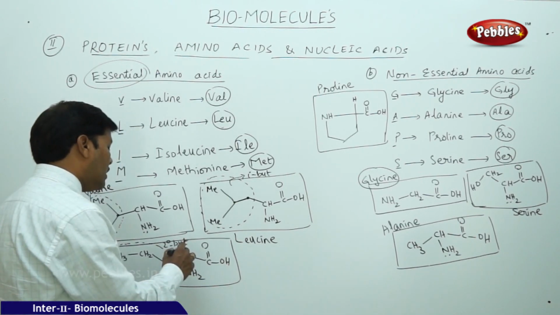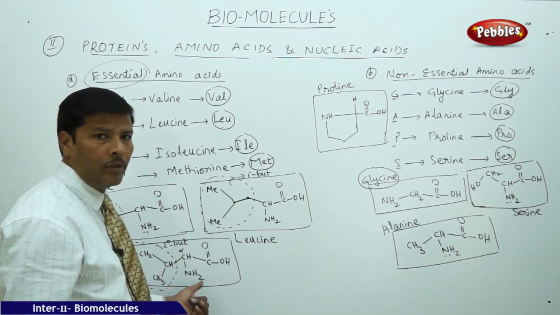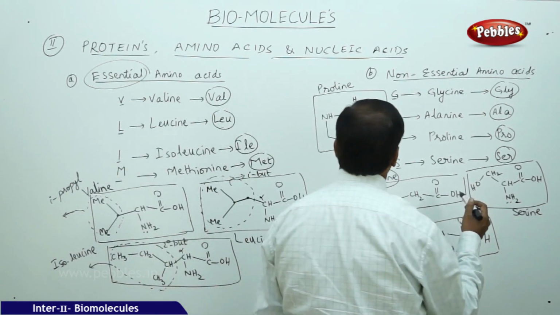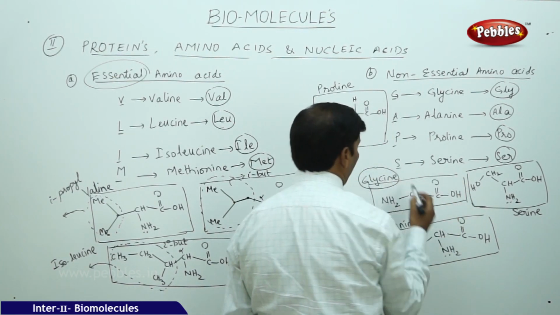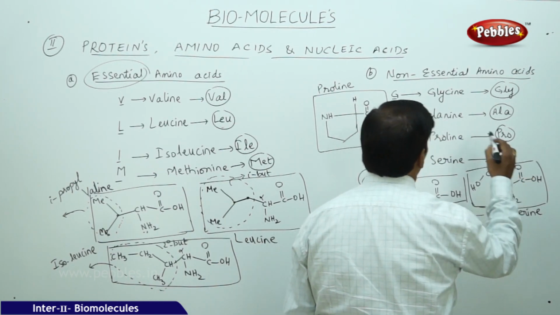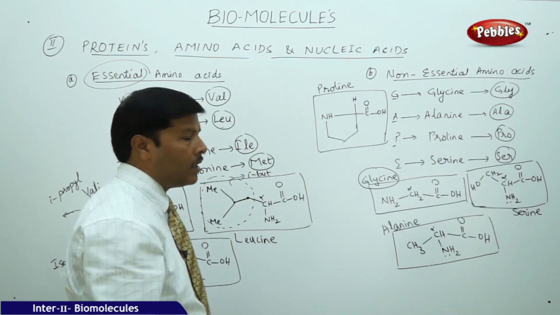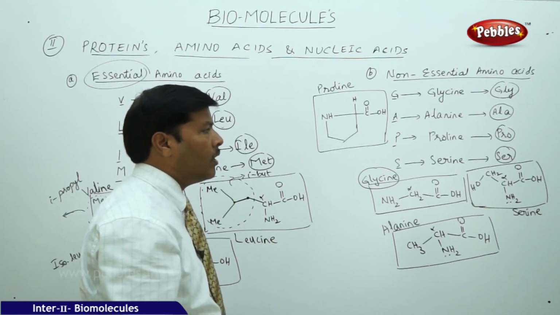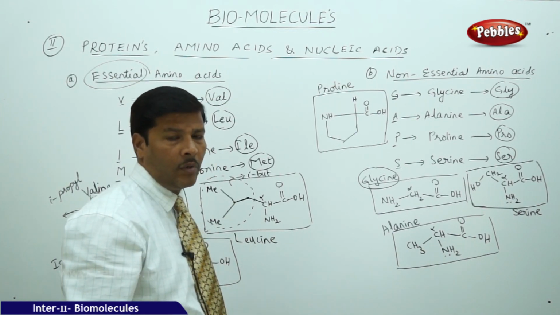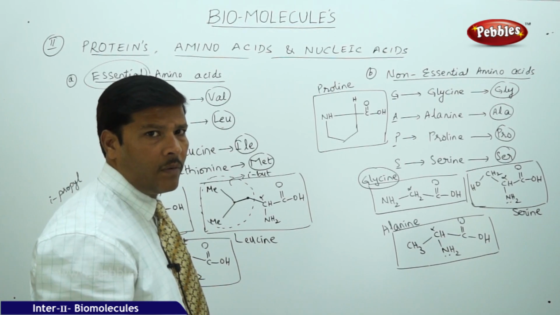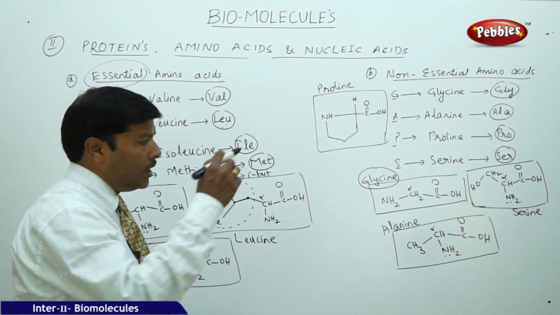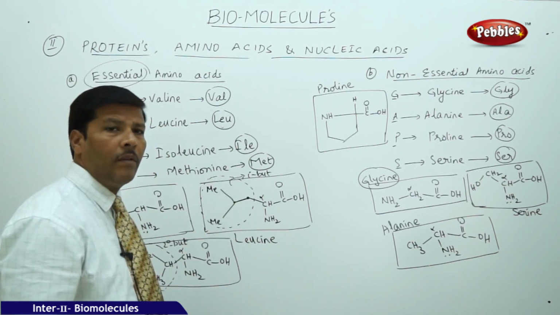I mean to say, in all the cases you find that the amino group is in the alpha position. Whatever amino acid you take, the amino group is in the alpha position, except for proline. Here also it is alpha position, here also alpha position. That's why sometimes we call proteins linear condensed polymers of alpha amino acids. In almost all the structures of amino acids, whether essential or non-essential, the amino groups are always at the alpha position.